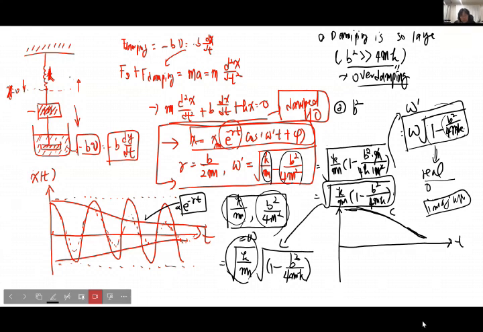So let me just plot the amplitude of this damped harmonic oscillator, with the relationship between b squared and 4mk. All right, so let me rewrite it. Here's omega. Oh, hold on. Omega prime, the angular frequency of damped harmonic oscillators, is omega times the square root of 1 minus b squared over 4mk.